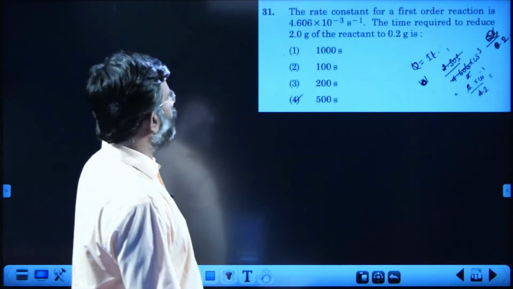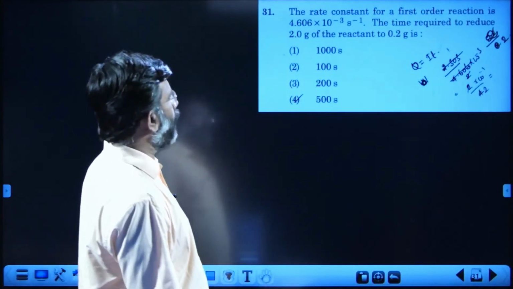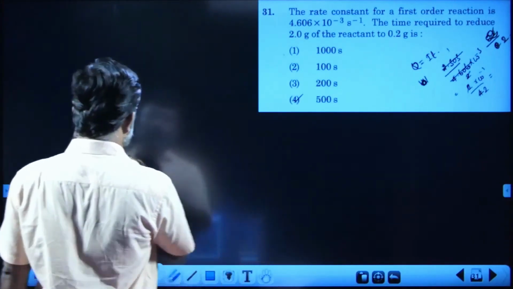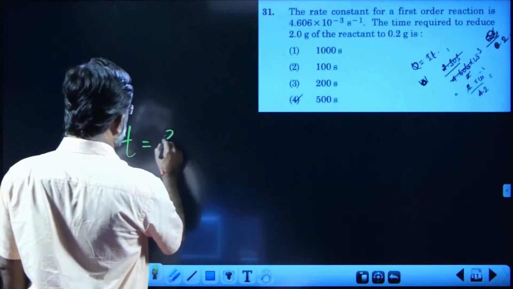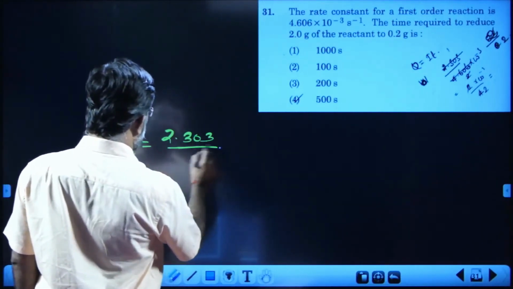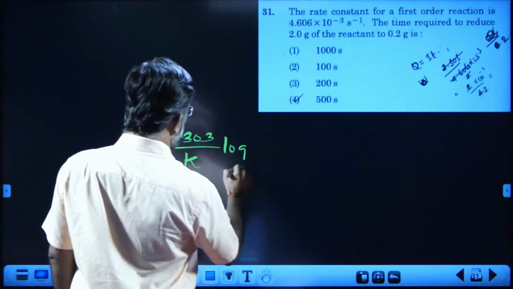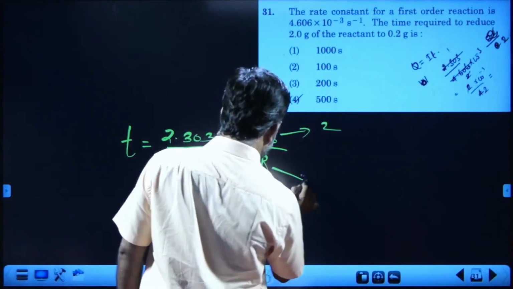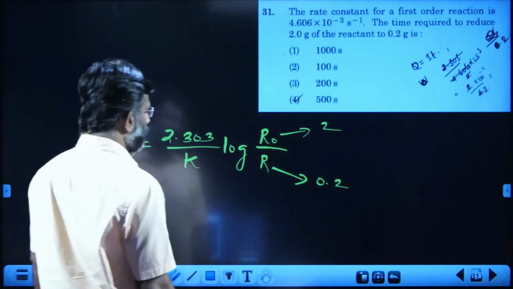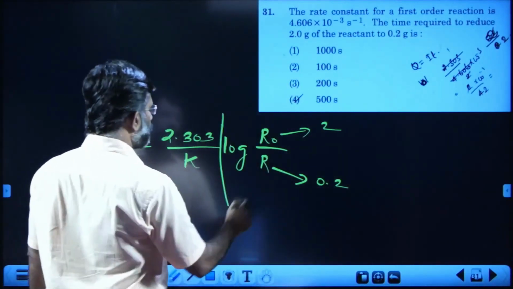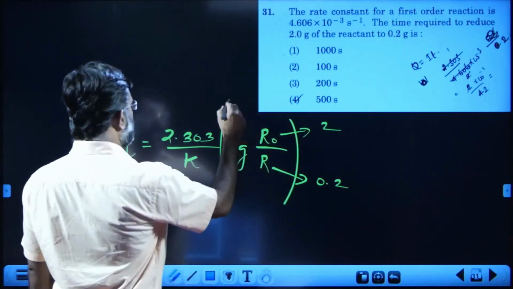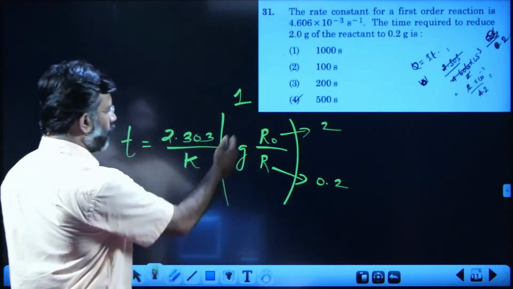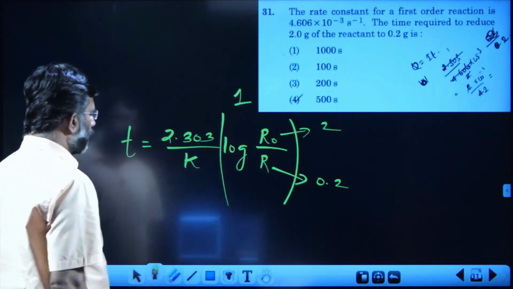31st question. The rate constant for a first order reaction is given. The time required to reduce 2 gram of reactant to 0.2 gram. So t is equal to 2.303 by k log R0 by R. Here R0 is 2 and R is equal to 0.2. So it is 2 by 0.2, which is log 10, and log 10 will be 1.